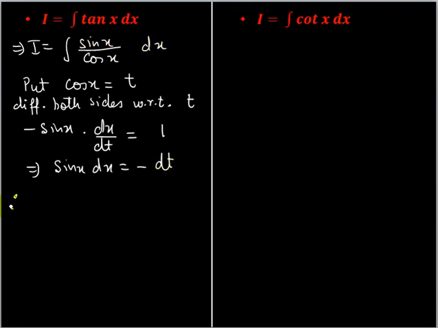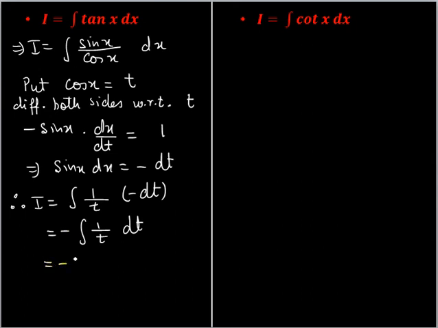So what is the new form of the integral now? It is 1 over t. So 1 over cos x is written as 1 over t and sin x dx is written as minus dt. We can even write it as minus integral of 1 over t dt. So you quickly recall the integral of 1 over t. We know the derivative of log t is 1 over t. So the integral of 1 over t will be log t. So the integral comes out to be minus log t plus constant of integration.